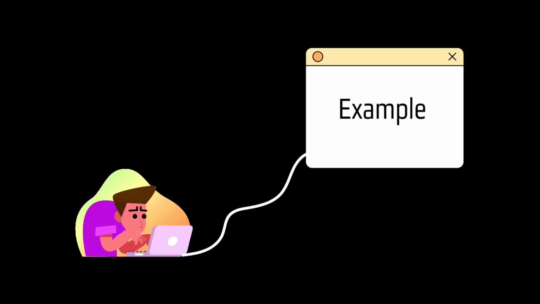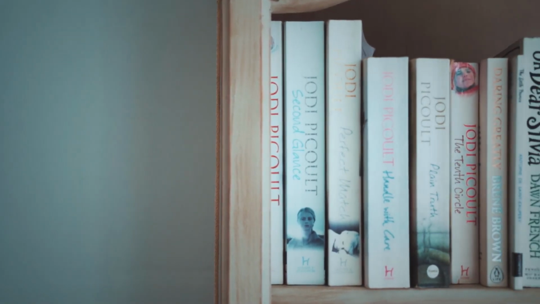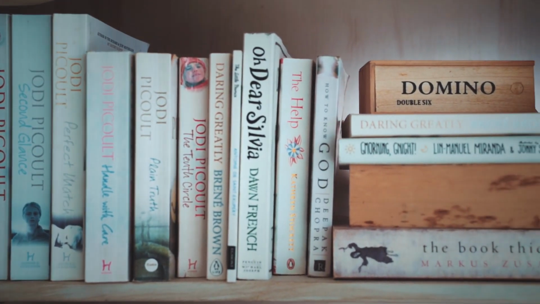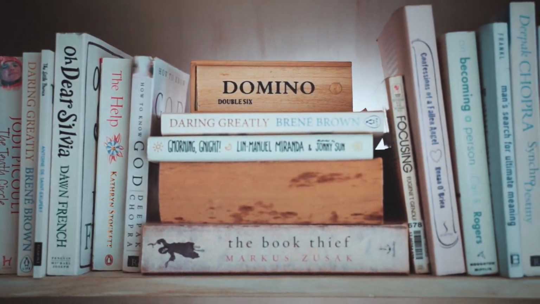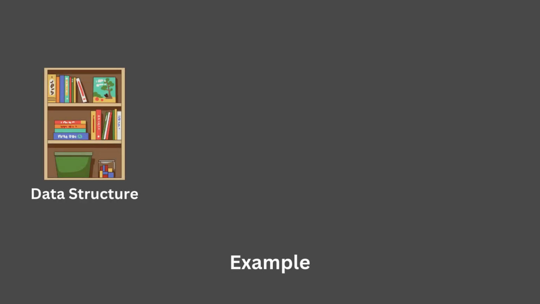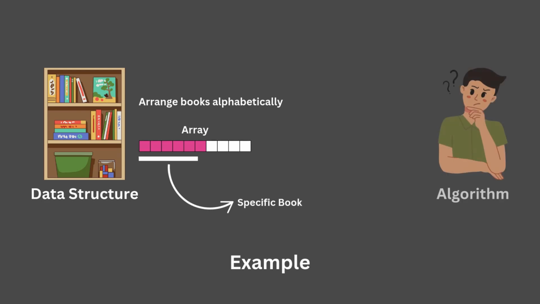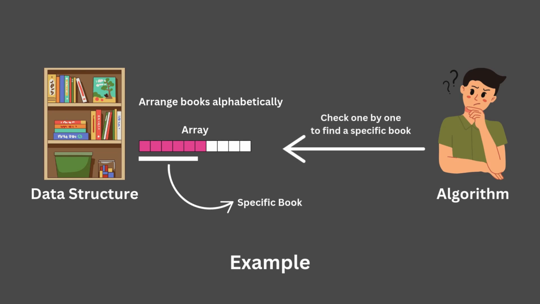Real-life example of data structures and algorithms. Imagine you are organizing a bookshelf. How you arrange your books and the method you use to find a particular book are akin to data structures and algorithms. Data structure: the bookshelf is a data structure. If you arrange books alphabetically by author, you are using an array-like structure where each position corresponds to a specific book. Algorithm: when you want to find a specific book, you might start from one end and check each book one by one until you find the one you need.